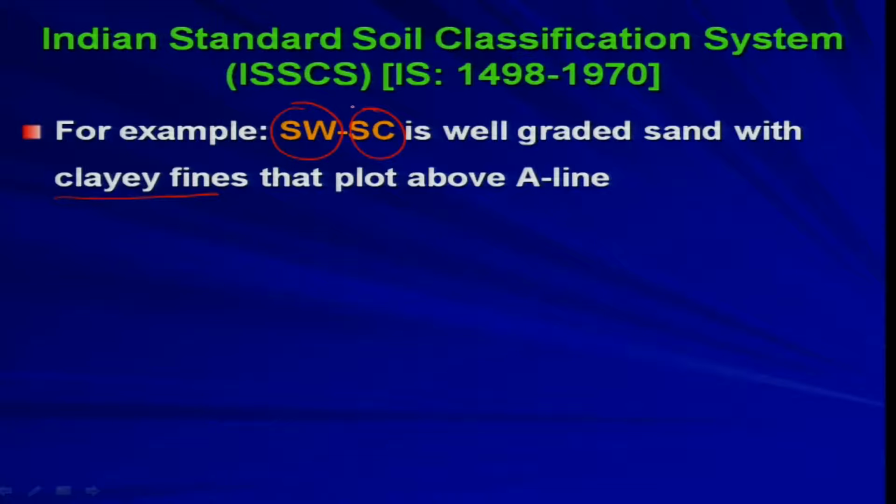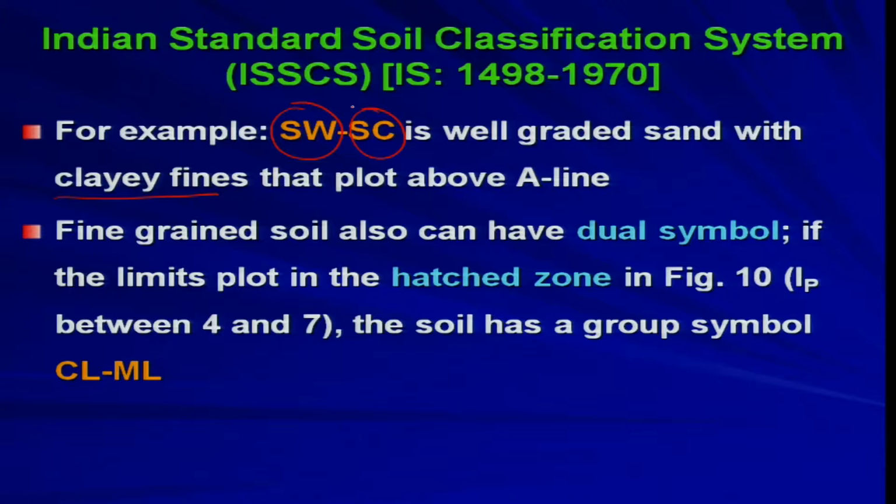So, dual symbol SW-SC will be known as a dual symbol, whereas SW tells much about the gradation of the coarse grain soil, and SC tells much about the fine contents of the coarse grain soil. Now, fine grain soil also can have a dual symbol, because already we have seen the coarse grain soil has the dual symbol.